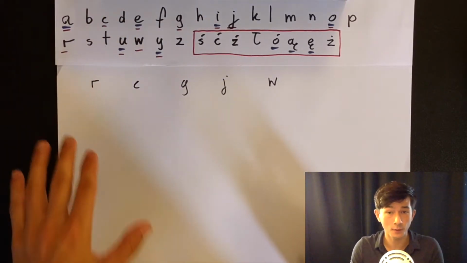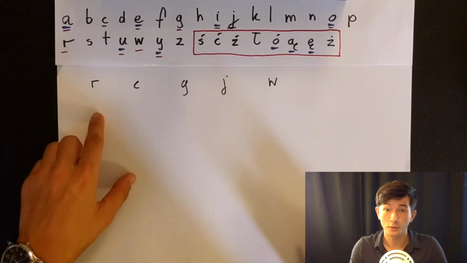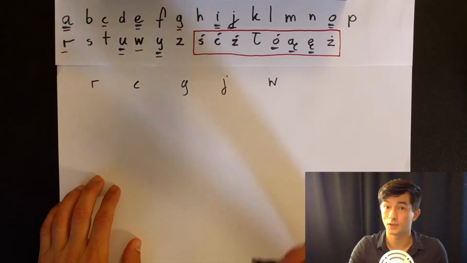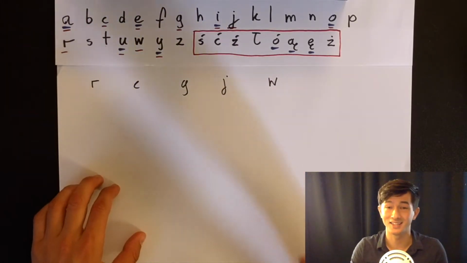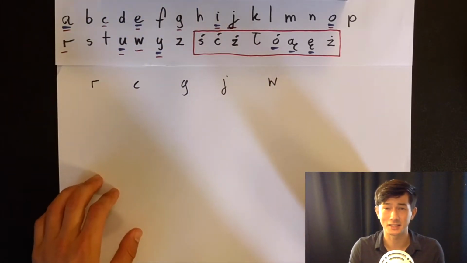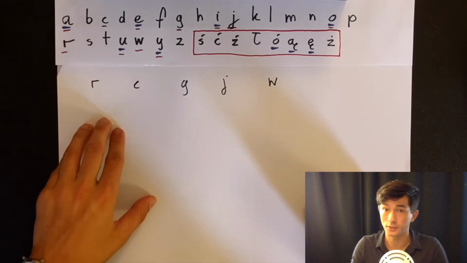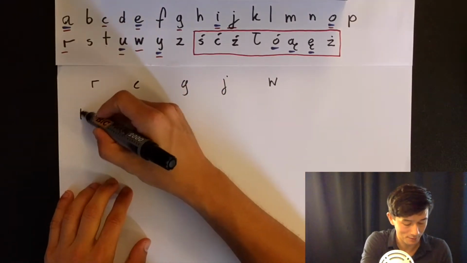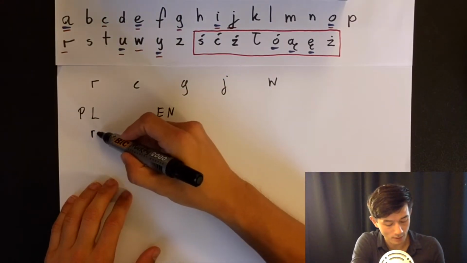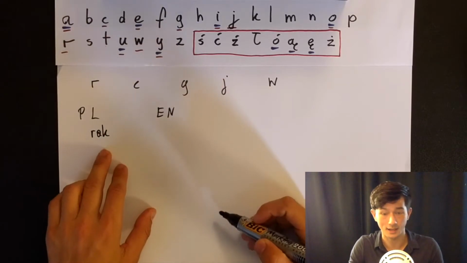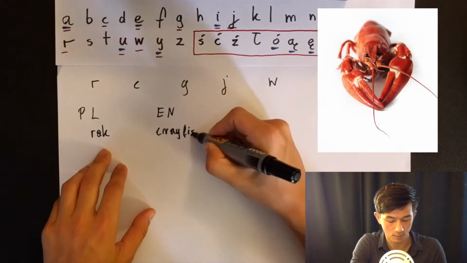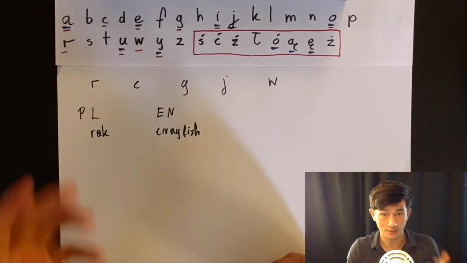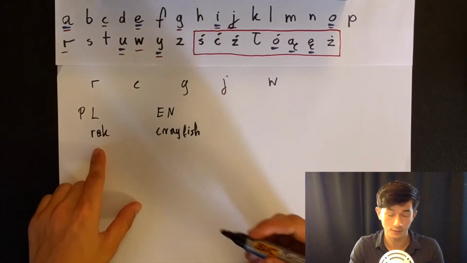So we'll start with the most difficult one, which is Polish r. You have to roll your tongue against your palate and keep rolling. That's a very difficult sound for English speakers, but you'll nail it. An example could be rak, which means a crayfish. Next, we'll see another example of r, because it's a very difficult consonant.